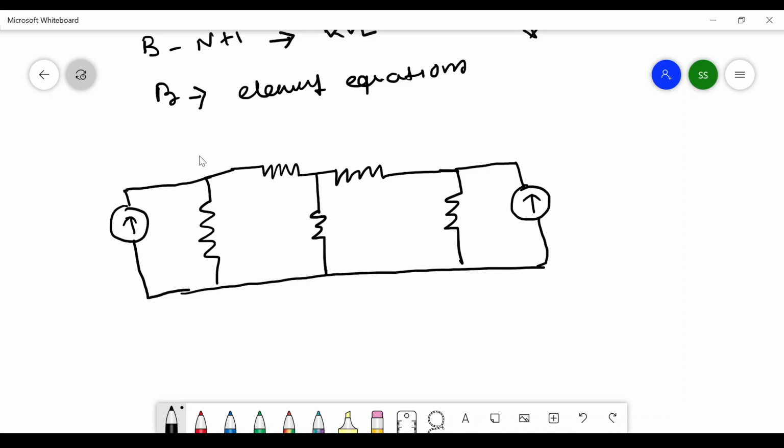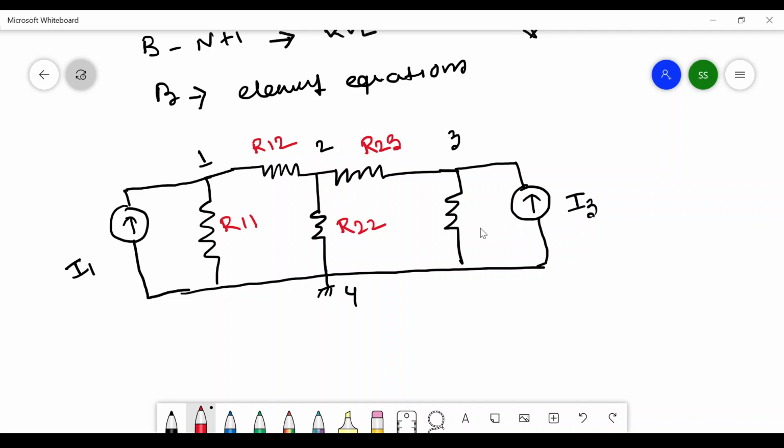Let us give the node numbers 1, 2, 3, and this particular node is grounded and we are giving that 4. Here the current, let's say I3, and here the current is I1, and give the element resistance numbering. This is connected only with node 1, so we are giving R11, here R12, R22, here R23, here R33.